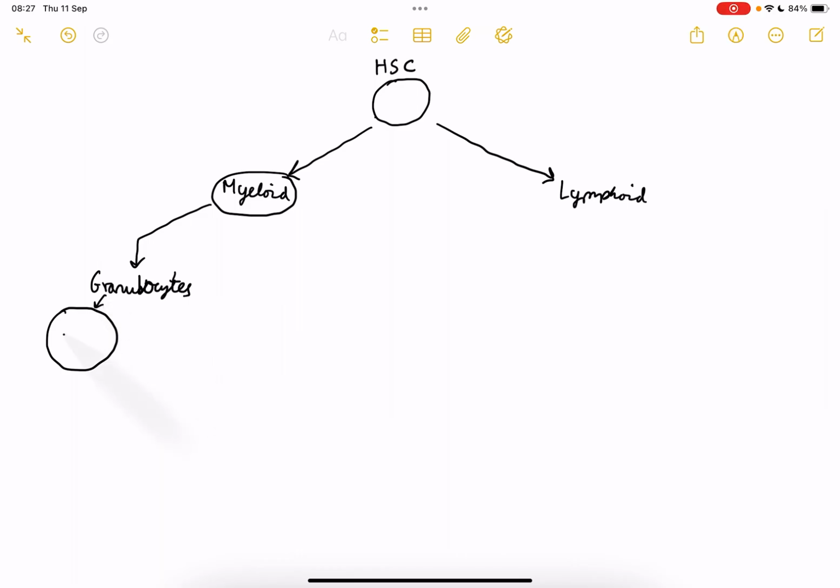So that includes the eosinophils, which typically have a bilobed nucleus, and they are named eosinophils because the acidic dye eosin stains their cytoplasmic granules pink, and they are used for defense against parasitic infection in particular.